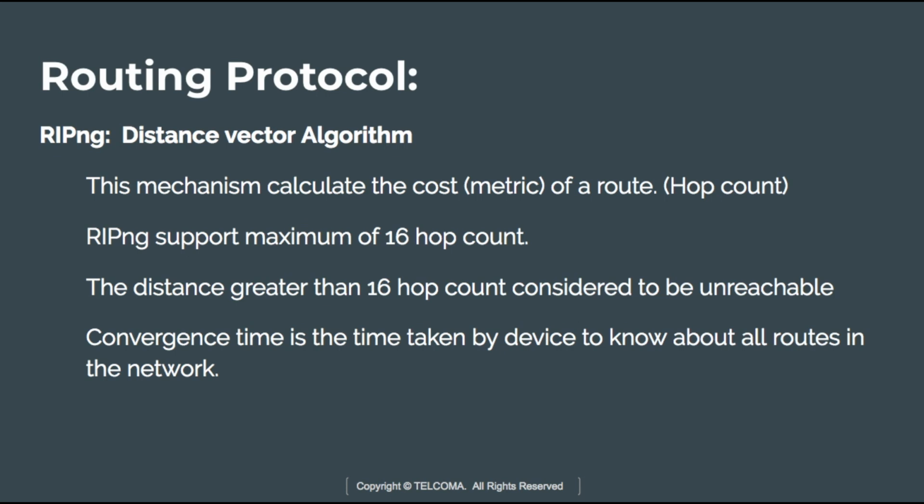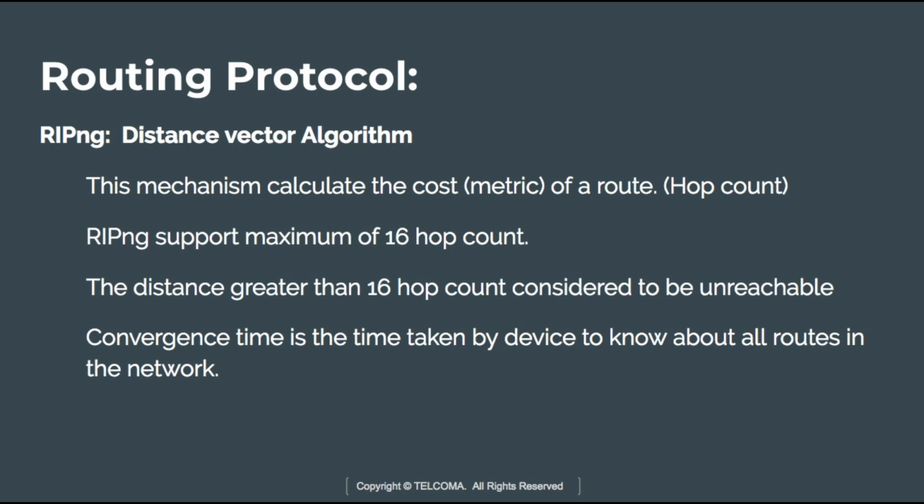RIPng uses the distance vector algorithm. So let's discuss what the distance vector algorithm is. This mechanism calculates the cost or metric of a route. It counts the number of hops that are intermediate between the source and the destination. RIPng supports a maximum of 16 hop count. It means a packet transmitted from source will only cross 16 intermediate devices present between the source and destination. A distance greater than 16 hop count is considered unreachable.